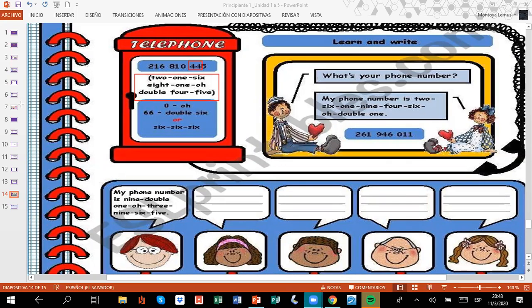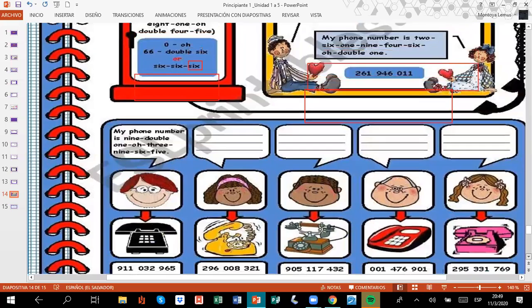Entonces vamos a practicar. A ver, tenemos poco tiempo, pero vamos a practicar. La pregunta para preguntar el número de teléfono, ¿no? Es esta. What's your phone number? Okay. What's your phone number? Y responde, my phone number is 261-946-011 or 011. Okay. Double O. Sí, puedes usar el double O. Uh-huh. Okay. 5 minutos más, ya a las 9. Ya tenemos poco tiempo, sí.